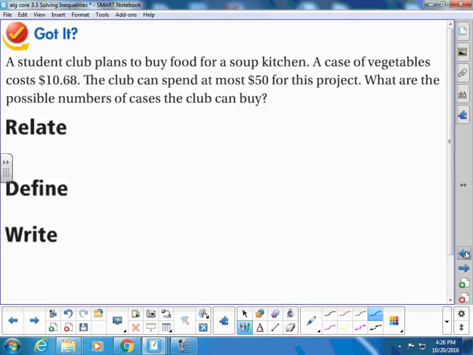A student club plans to buy food for a soup kitchen. A case of vegetables costs $10.68. The club can spend at most, there's my thing that I need, $50 for this project. What are the possible numbers of cases the club can buy? So let C equal number of cases.